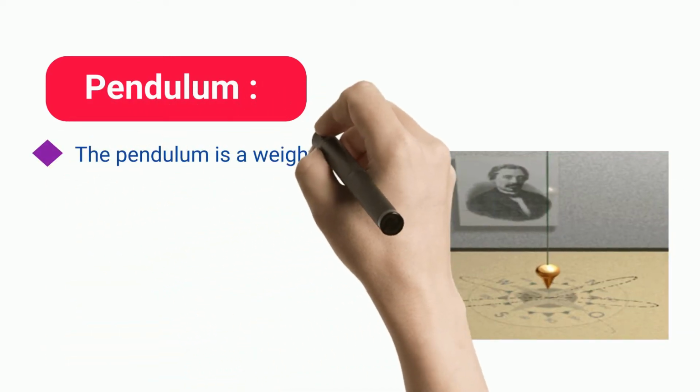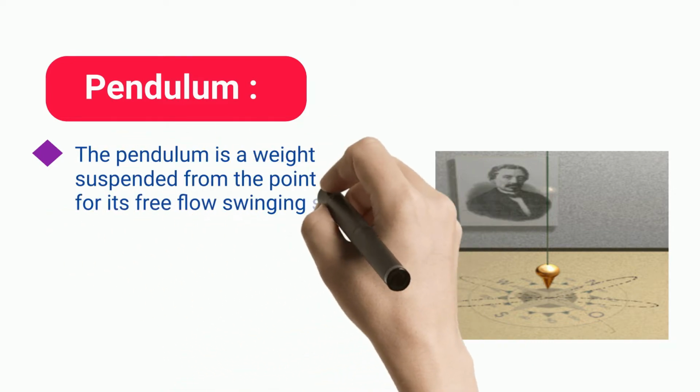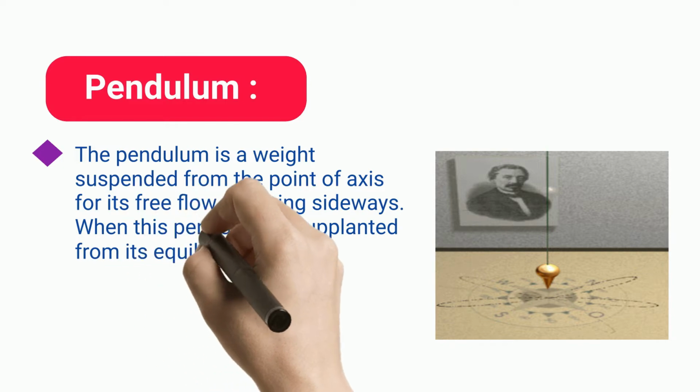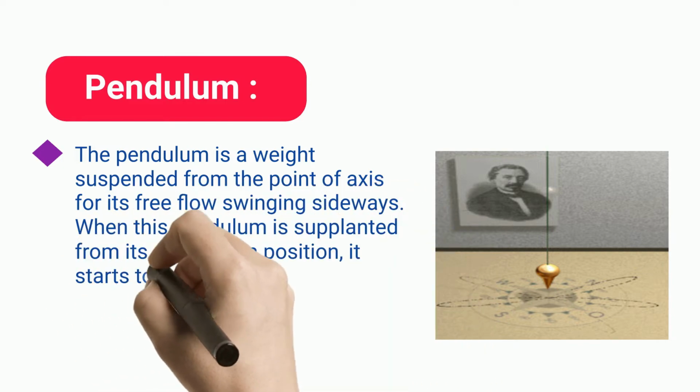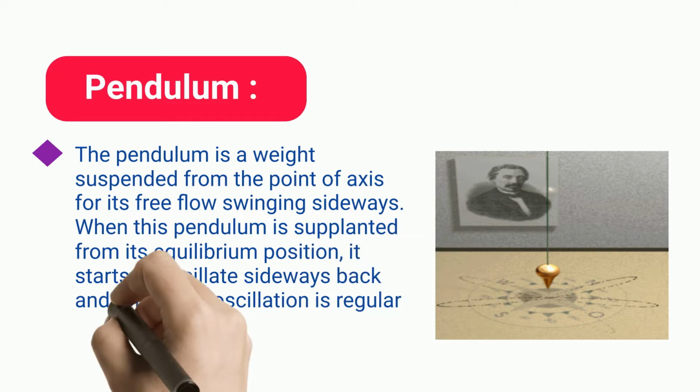Pendulum. The pendulum is a weight suspended from a point of axis for its free swinging sideways. When this pendulum is displaced from its equilibrium position, it starts to oscillate sideways back and forth. The oscillation is regular and is in simple harmonic motion.